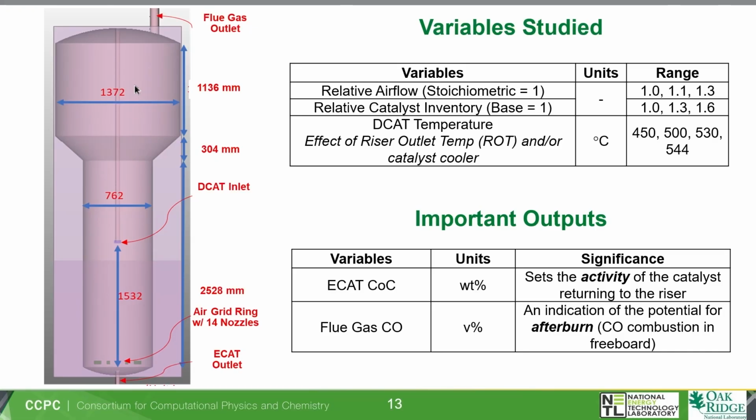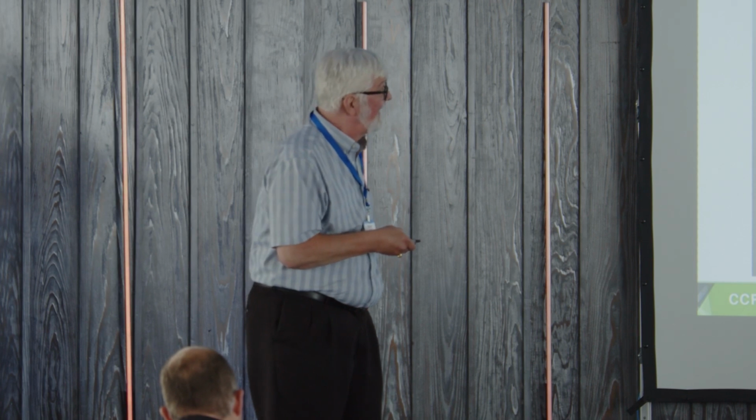Okay, in doing this study, what are we studying? Well, first of all, the why. I want to see the carbon on catalyst, the coke on catalyst of the ECAT. That's important because that sets the activity of the catalyst that's going back to the riser, right? Ideally, you would remove all the carbon, but no FCC regenerator does that. Most of them will leave 0.1% or something like that, okay? But that sets the activity of your returning catalyst.